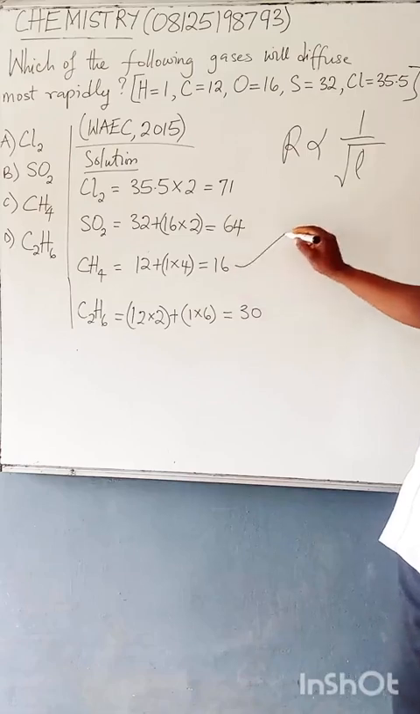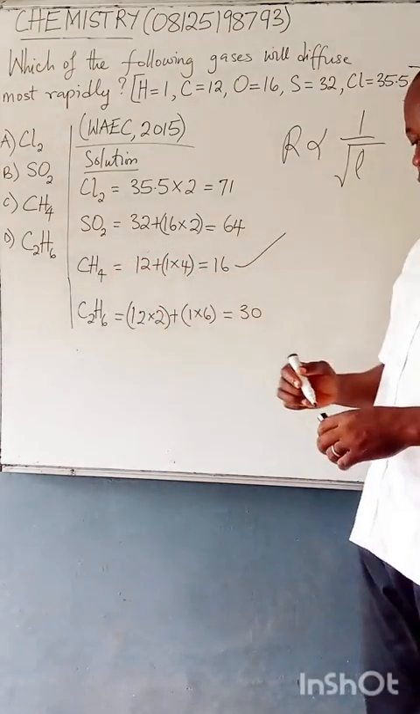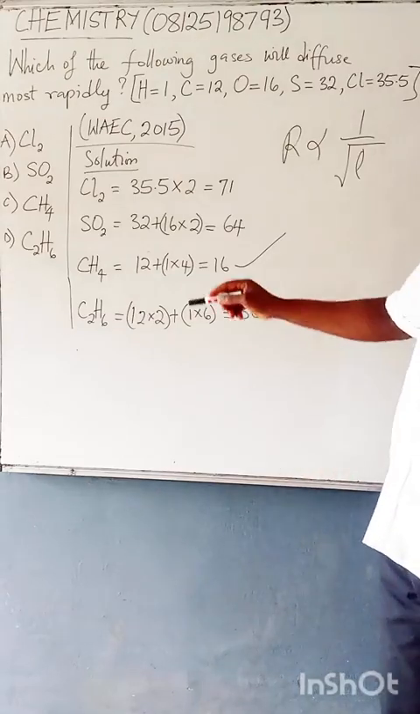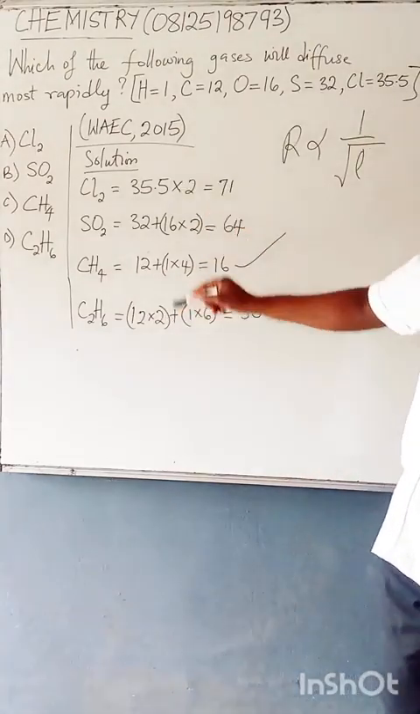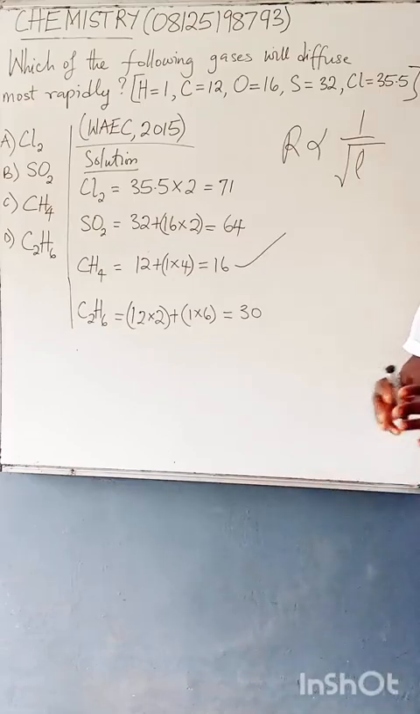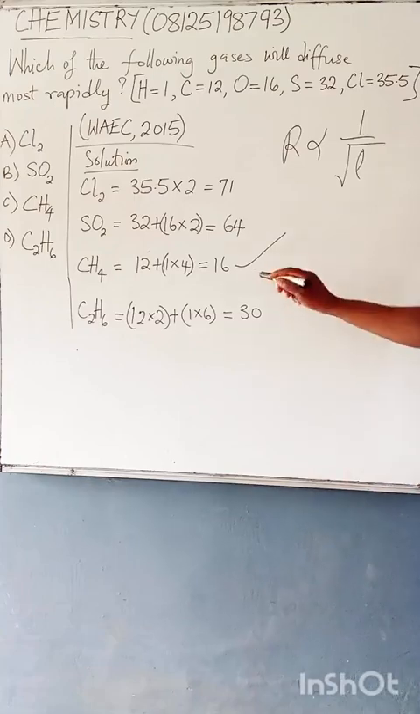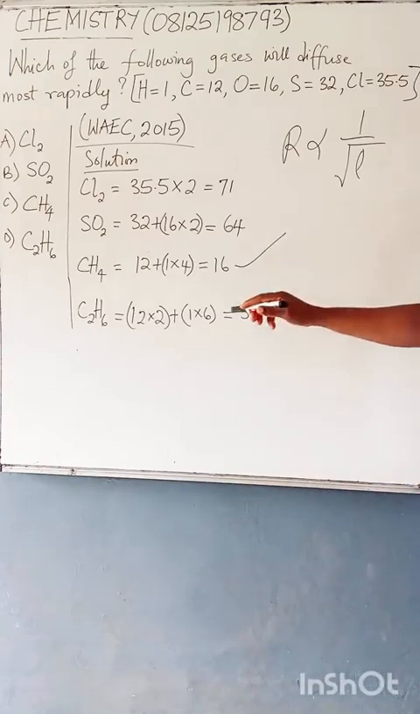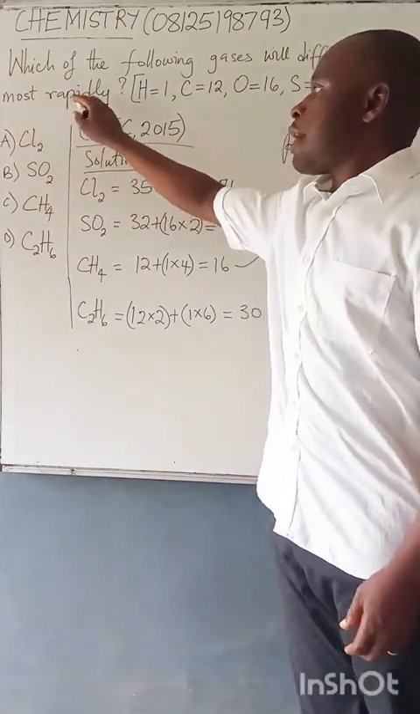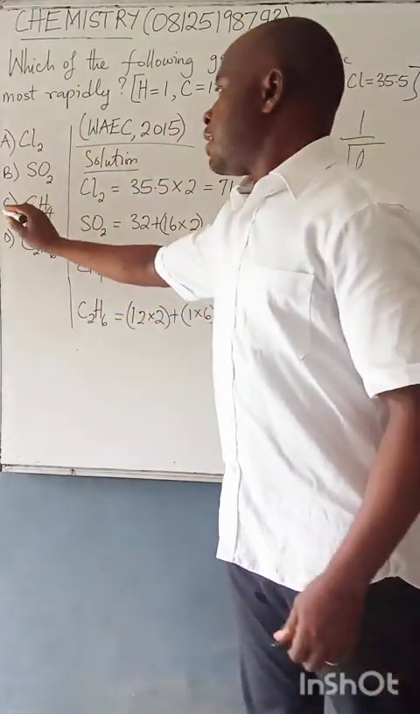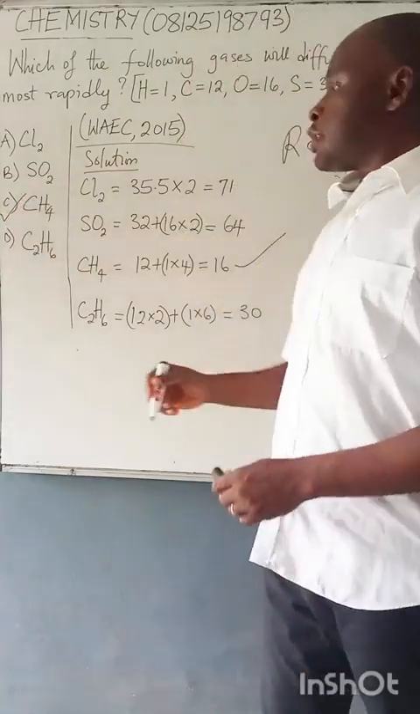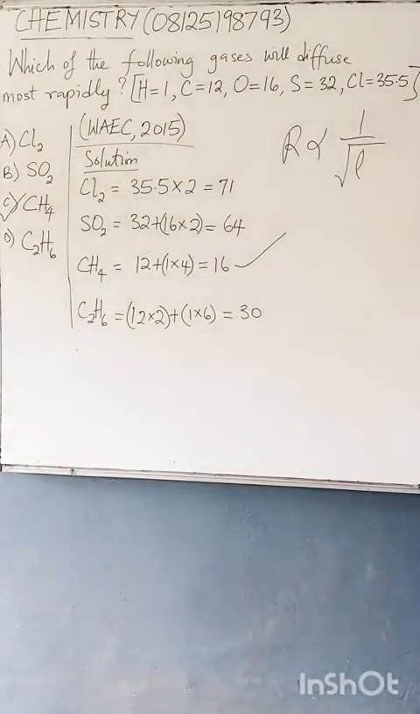It is this one here, 16. That's for methane. So, if you want these gases to diffuse, you give them the same condition of temperature and pressure. Which one will diffuse? Which one will move from one point to another point at the fastest rate? It is this one. So this is the one that will diffuse most rapidly because it is the lightest gas of all these ones given to us. Do you understand?